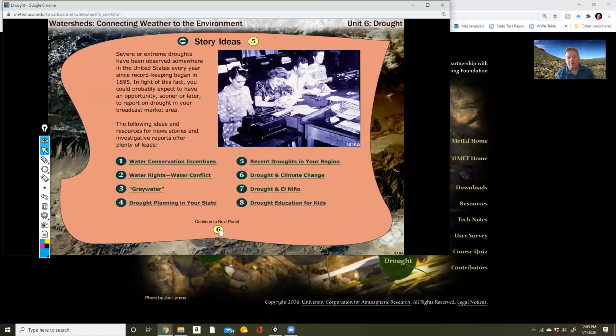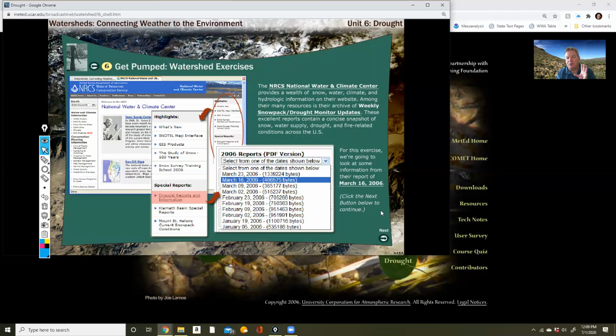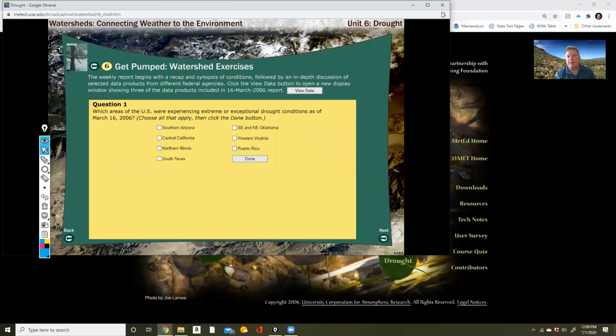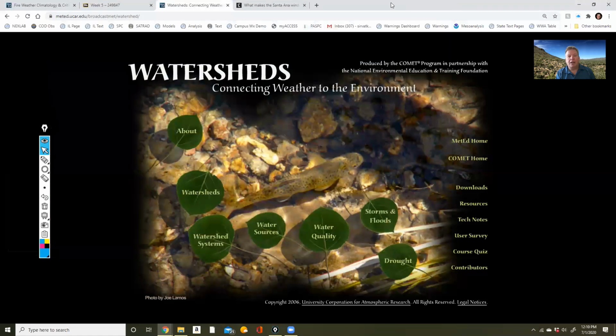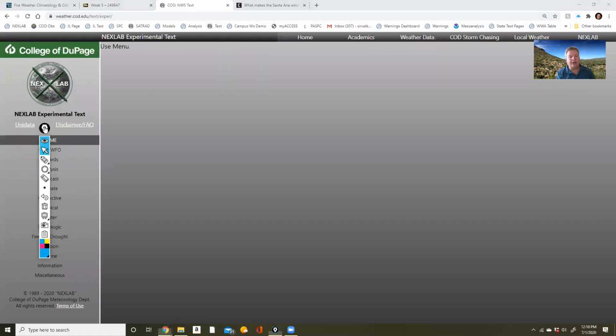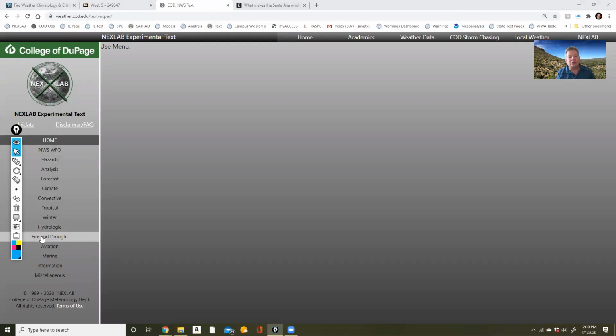And then here's the rest of the stuff. We're kind of good on these watershed ideas. I'm happy to end this one. Okay, so close that down, and I'm going to end this right here. And what I'm going to do is I'm going to go to our text page, which I gave you that link for. And over here it says fire and drought.